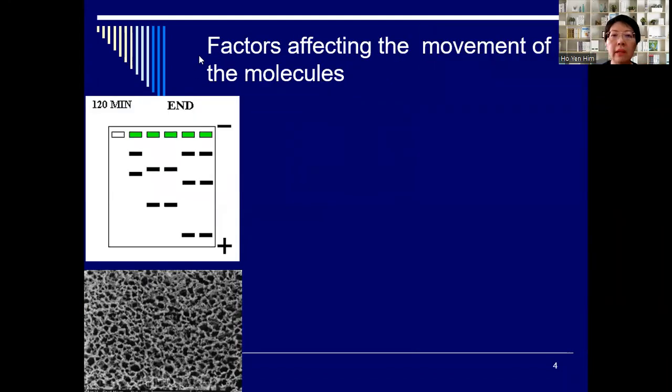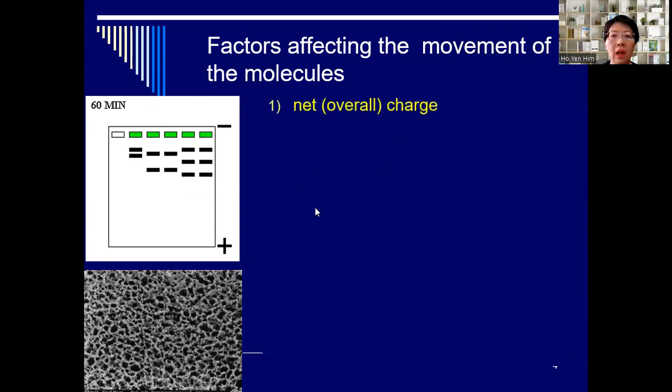So let's look at the factors which will affect the movement of the molecules in the gel during electrophoresis. Firstly, the movement depends on the net overall charge of the molecule. Because you place the molecule at the negative electrode, if the molecule is negatively charged, it will be repelled and start to move towards the positive electrode. If it's positively charged, it will remain here.